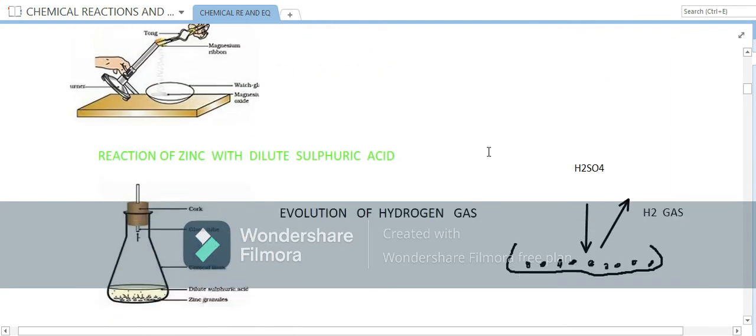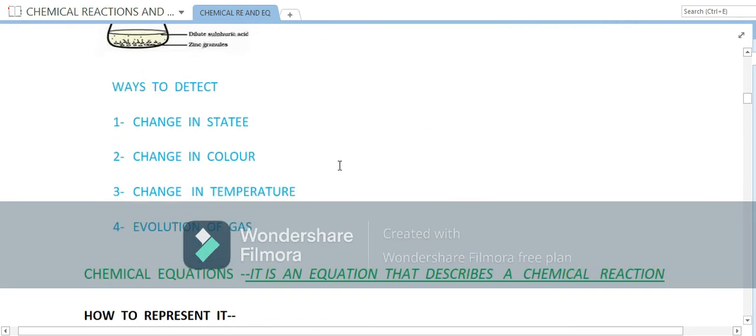So here I have shown you two examples, but as mentioned in your book, there are some ways to detect whether a chemical change has taken place or not. So what are those things? There are 4 ways to detect. The first one is change in state. I have written it wrong, sorry for that. Change in state, change in color, change in temperature, and evolution of gas.